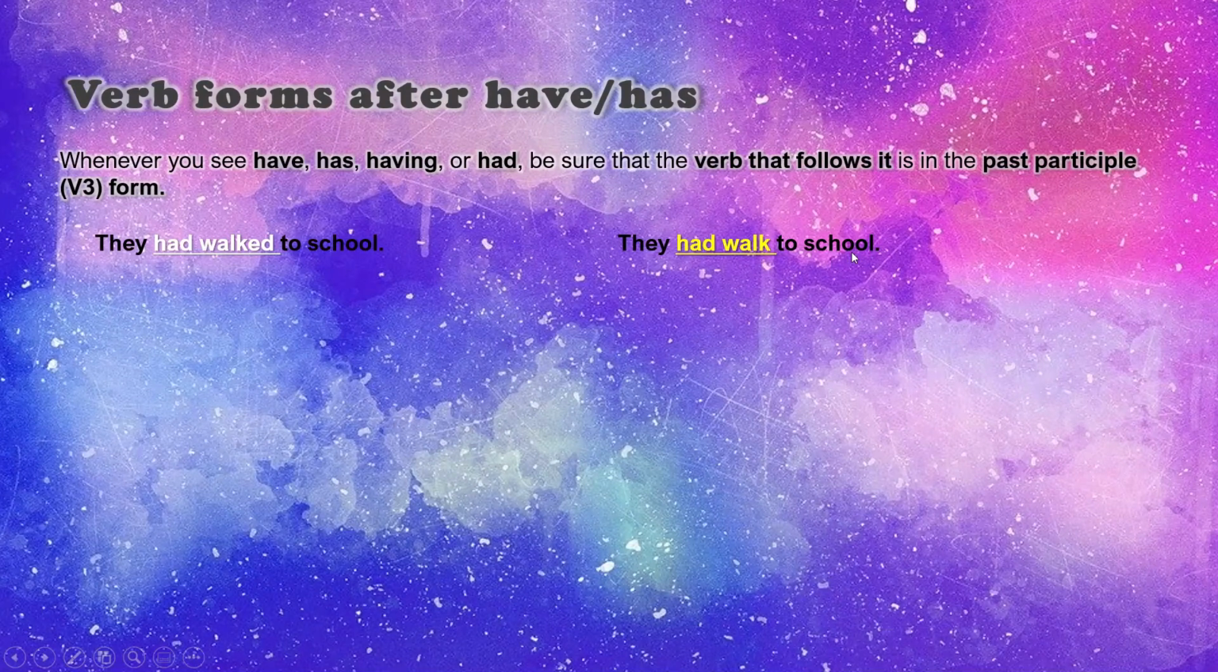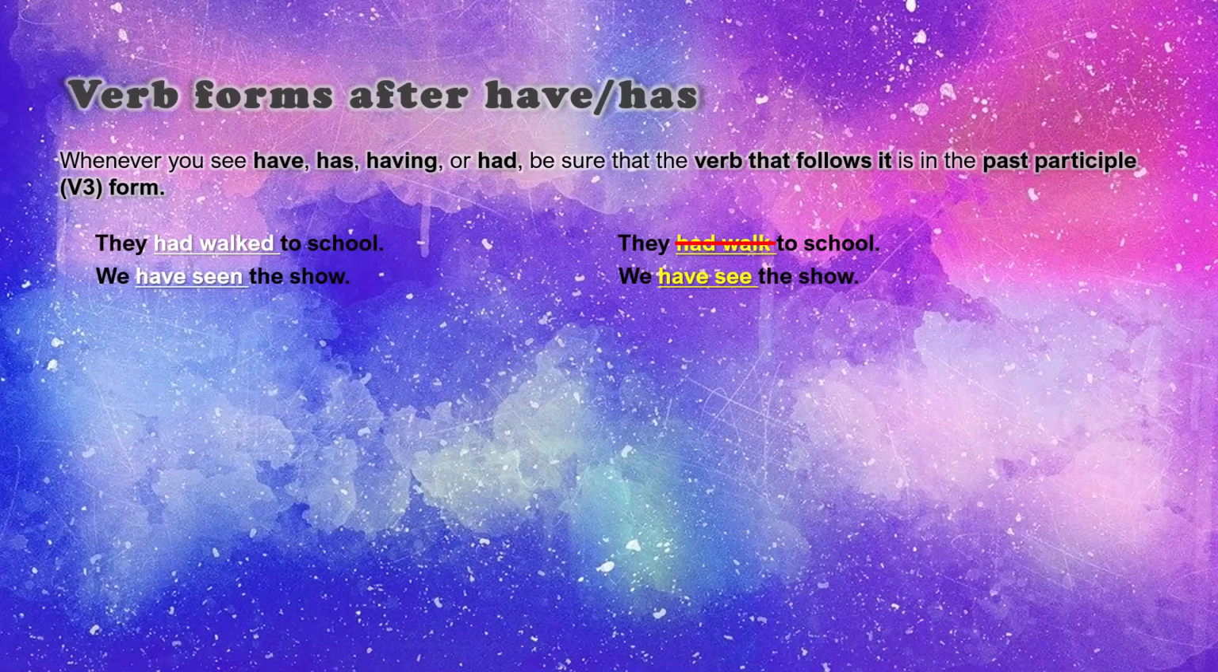Which one is the correct one? After had, you have to make sure that the verb is in verb 3 form. Look at this sentence. This is not a verb 3. Which one? This one is verb 3. Therefore, the correct one is this one.